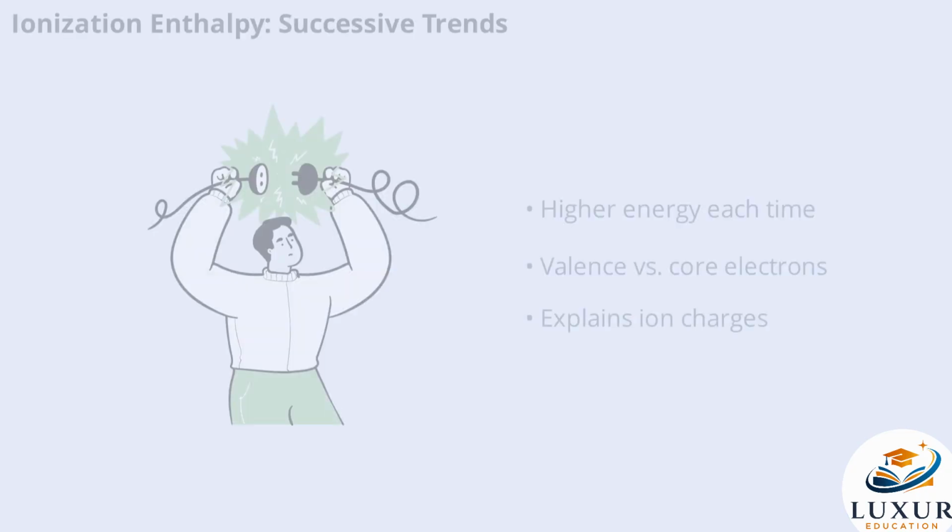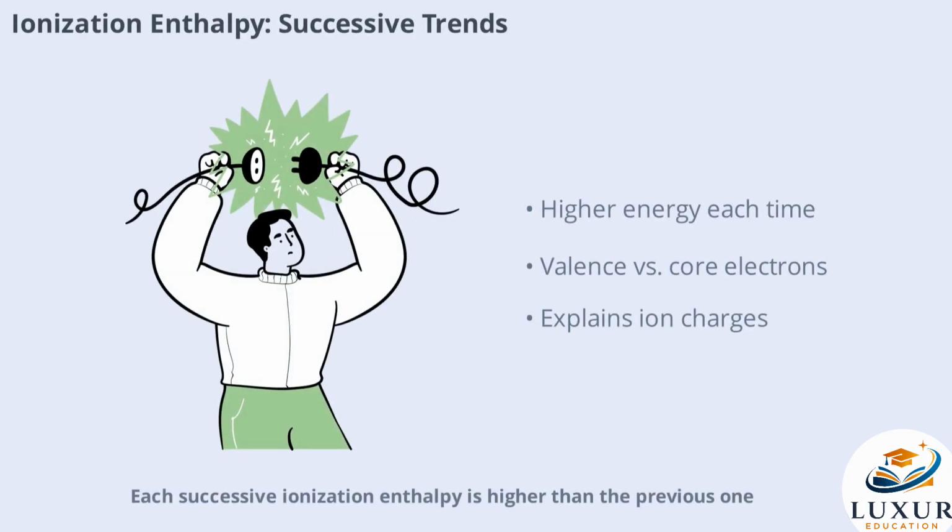Each successive ionization enthalpy is higher than the previous one. Removing a second or third electron requires more energy, especially after the removal of all valence electrons. This is because electrons are being removed from a more positively charged ion, making the process increasingly difficult. This trend explains why elements form ions with specific charges.